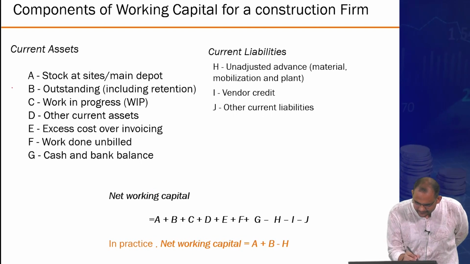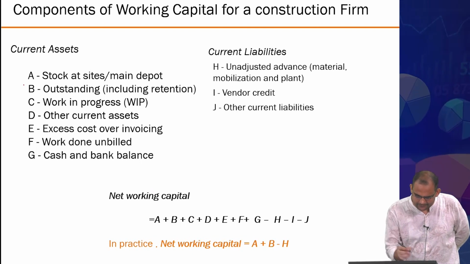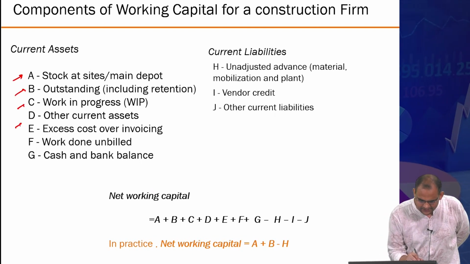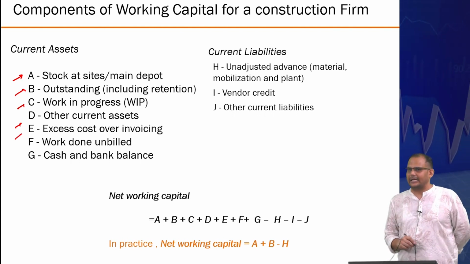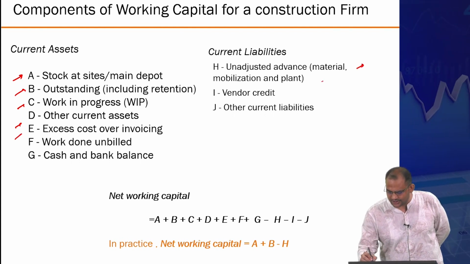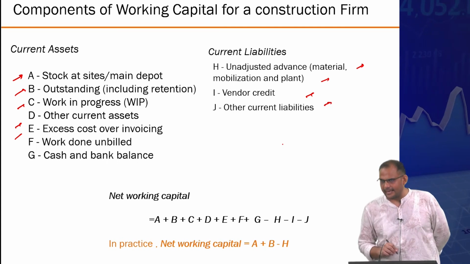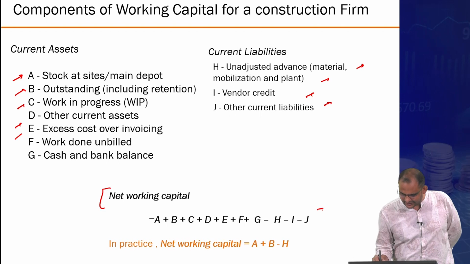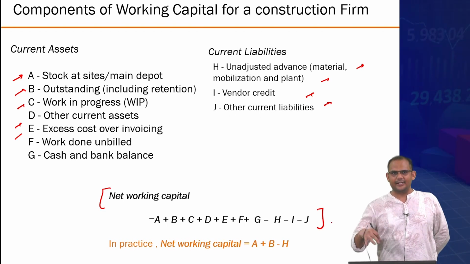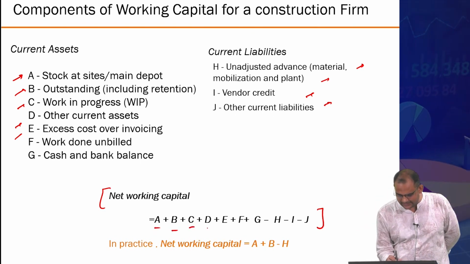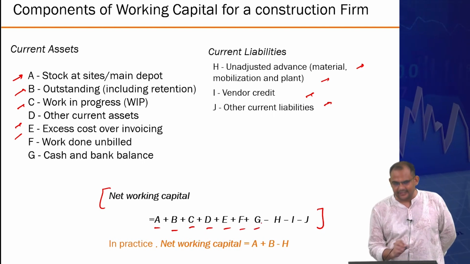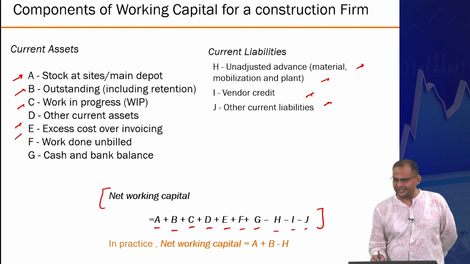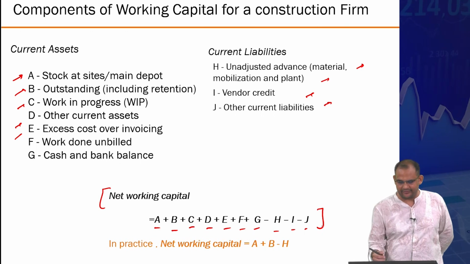So typically, for a construction firm, these are the most generic forms of current assets, and these are the most generic forms of current liabilities, right? I'm not going into details. So essentially, your working capital formula ideally should look like A plus B plus C plus D plus E plus F plus G minus H, I and J. All these components I've given to you.